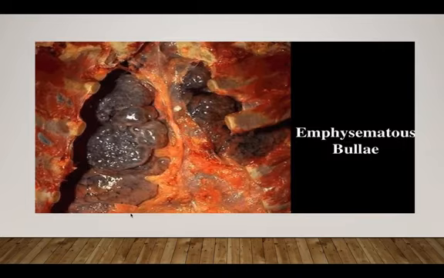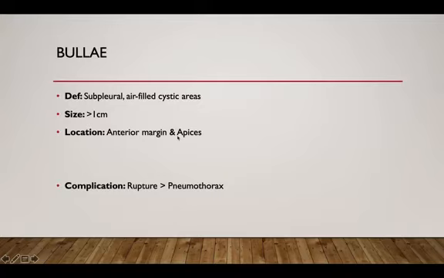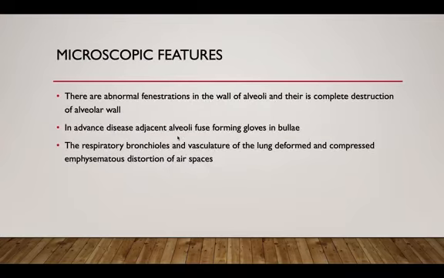And this is the emphysema showing the bullae. And what is a bulla? It's a subpleural air-filled cystic area greater than 1 centimeter, most common at the anterior margin and apex. Its complication is that it can rupture and cause pneumothorax.